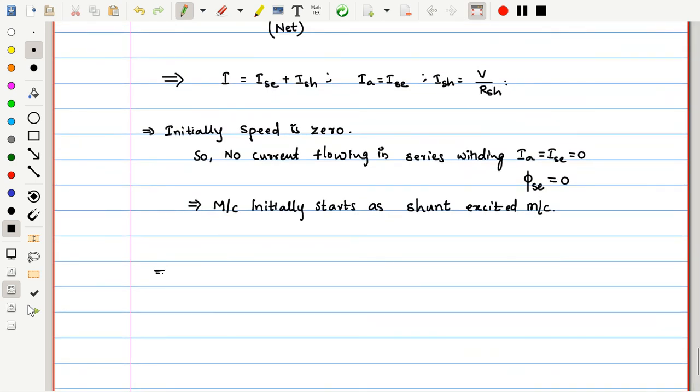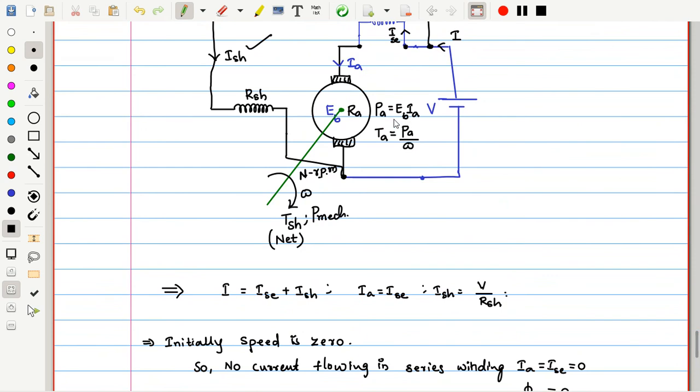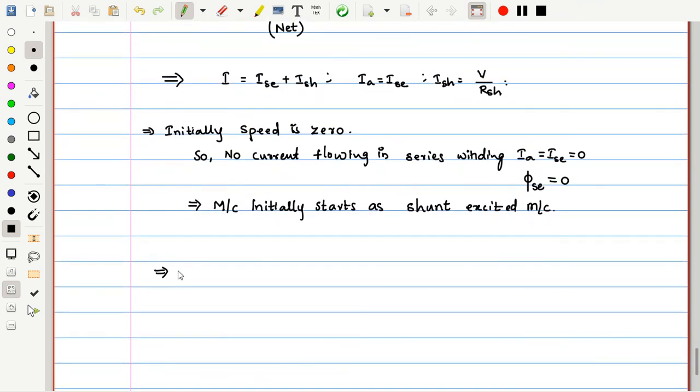So the next point is that it is shunt excited, slowly building up the induced EMF, the back EMF, that is producing the torque, and the machine is going to start. Thereby IA is going to rise slowly. So under no load condition, the armature current IA is small. Thereby the field flux produced by the series winding is also small.